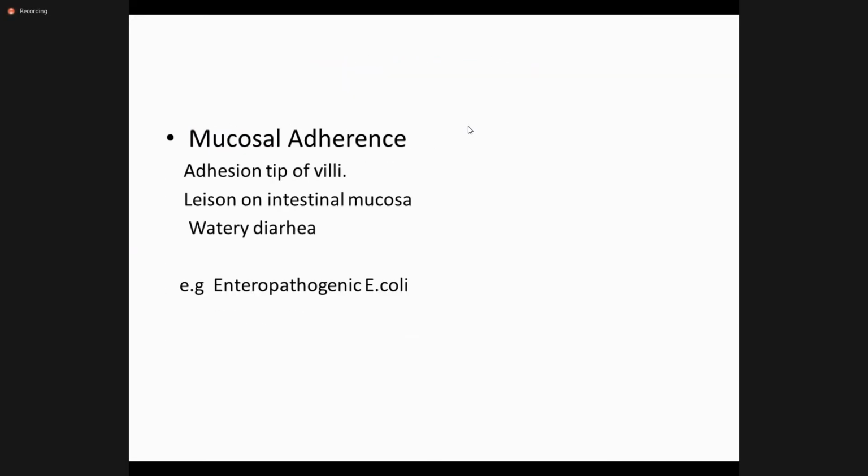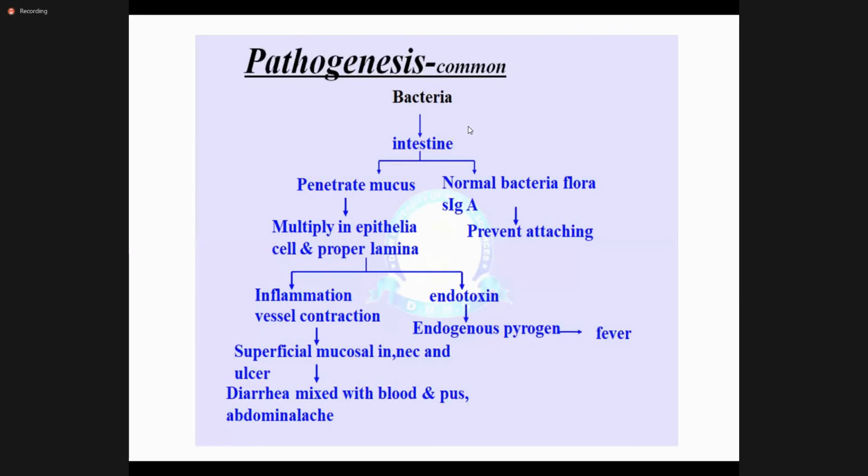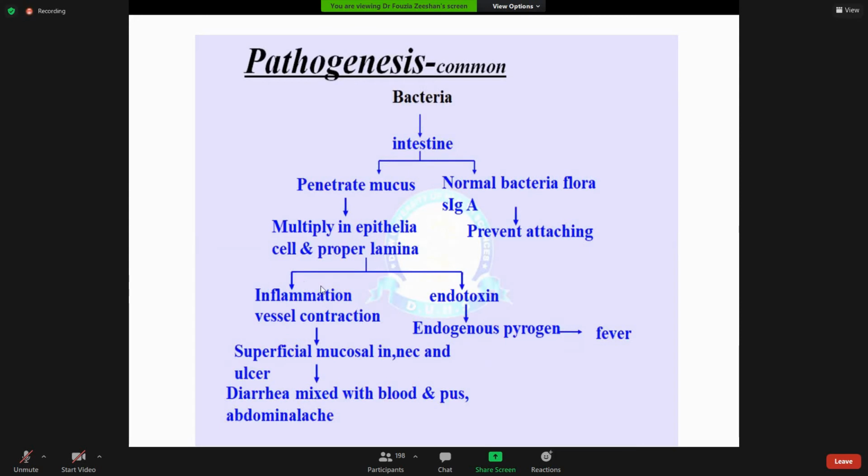So we were here in this picture. I have just discussed how the bacteria enter the intestine and penetrate the mucous membrane. Then they multiply in the epithelial cells. After multiplication, they start releasing their toxins and causing inflammation.